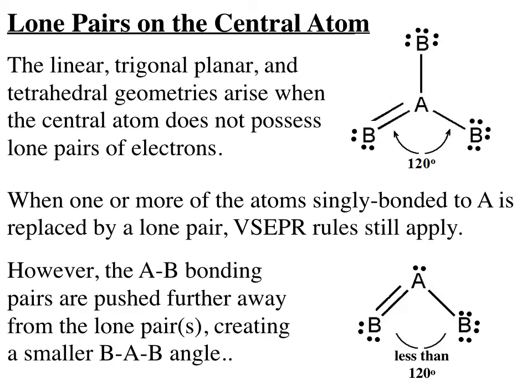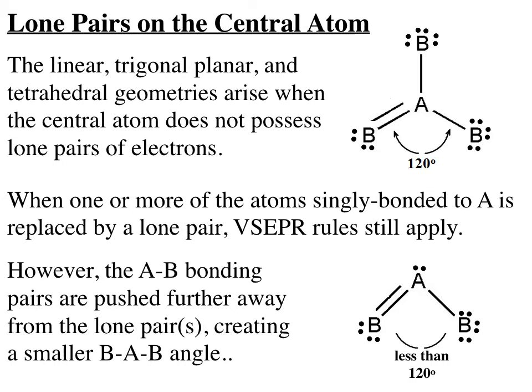Look at some cases where the central A possesses some non-bonding pairs. So far, with linear, trigonal planar, and tetrahedral, there were no non-bonding pairs on that central A, so we could just push all the bonds as far apart as we wanted to. But now we have to alter things when you put non-bonding pairs on the A. Now the deal is this.